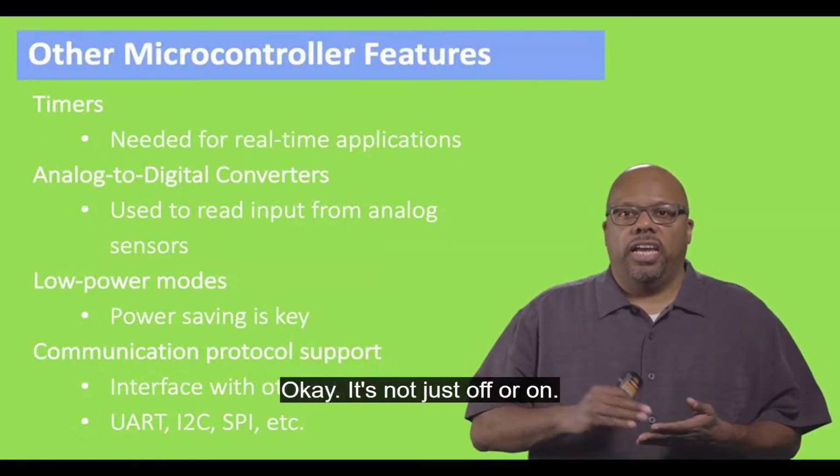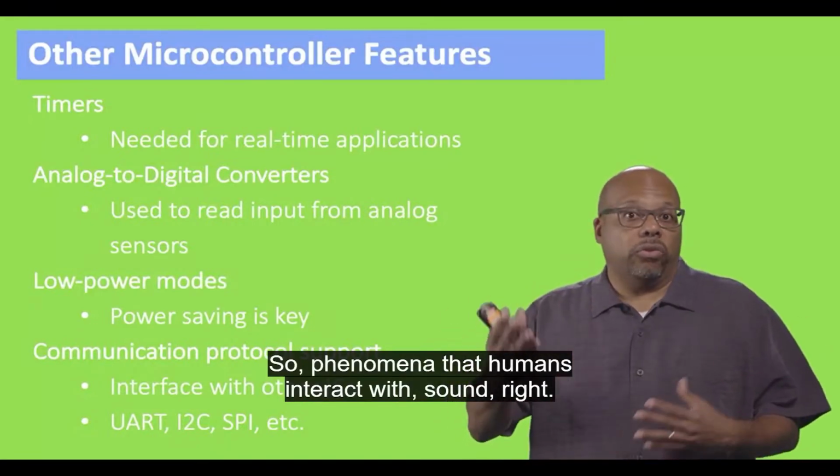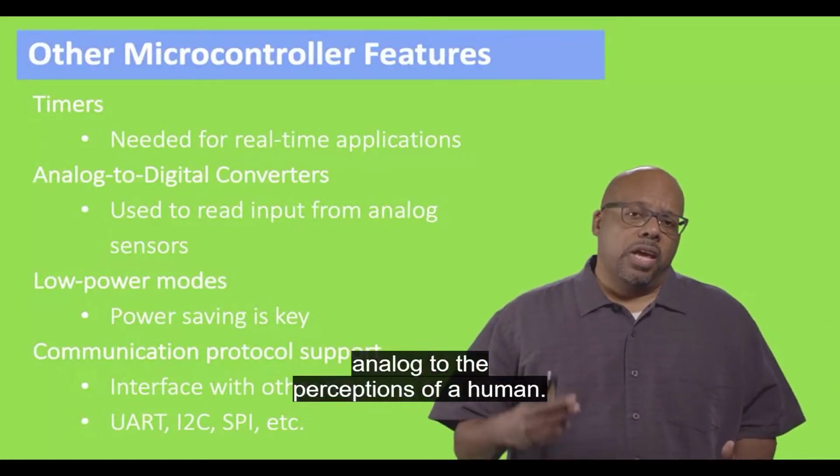Okay, it's not just off or on. They can increase the brightness, decrease it in an analog way. So phenomena that humans interact with, sound, right? I can talk a little louder, I can talk a little softer, and so on. So that's an analog phenomenon. So the world is generally analog to the perceptions of a human, but these computers are digital.